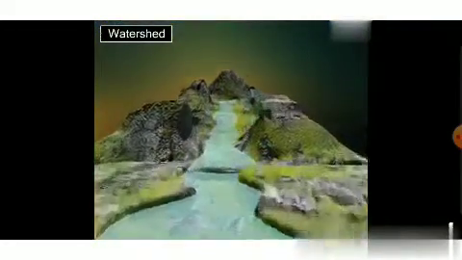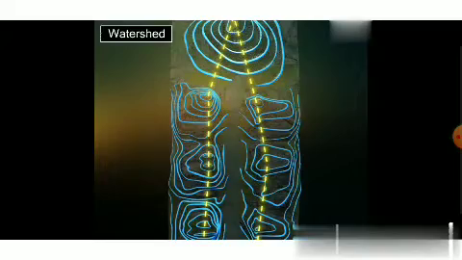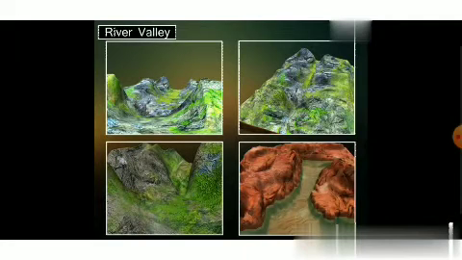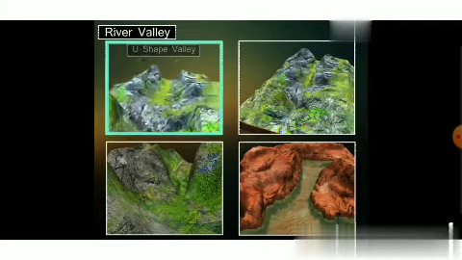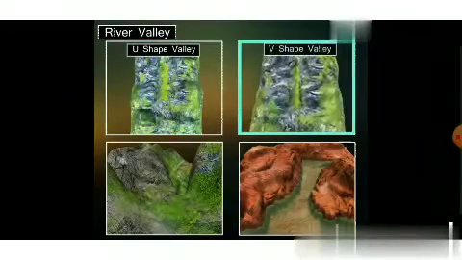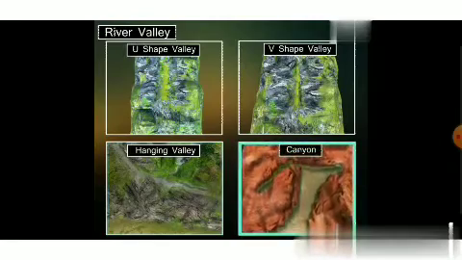Watershed. Watershed is indicated by a dotted line. It joins the highest points on the ridge. River valleys are of different types like U-shape valley, V-shape valley, hanging valley, and canyon.